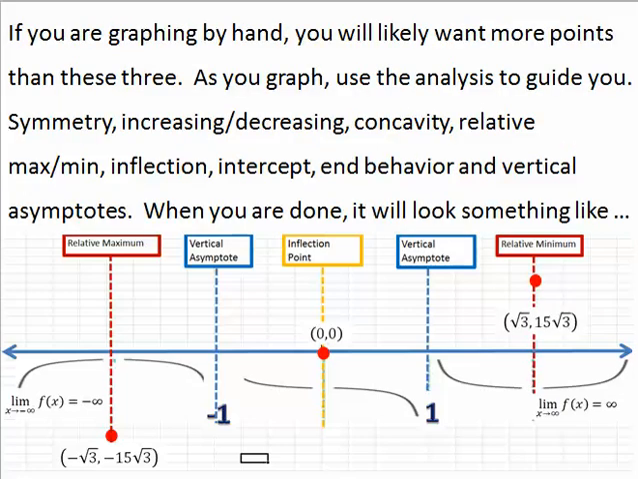If you are graphing by hand, you will want more points than these 3. As you graph, use the analysis to guide you. We've got symmetry, increasing, decreasing, concavity, relative max and min, inflection, intercept, end behavior, and vertical asymptotes. When you are done, it will look something like this.